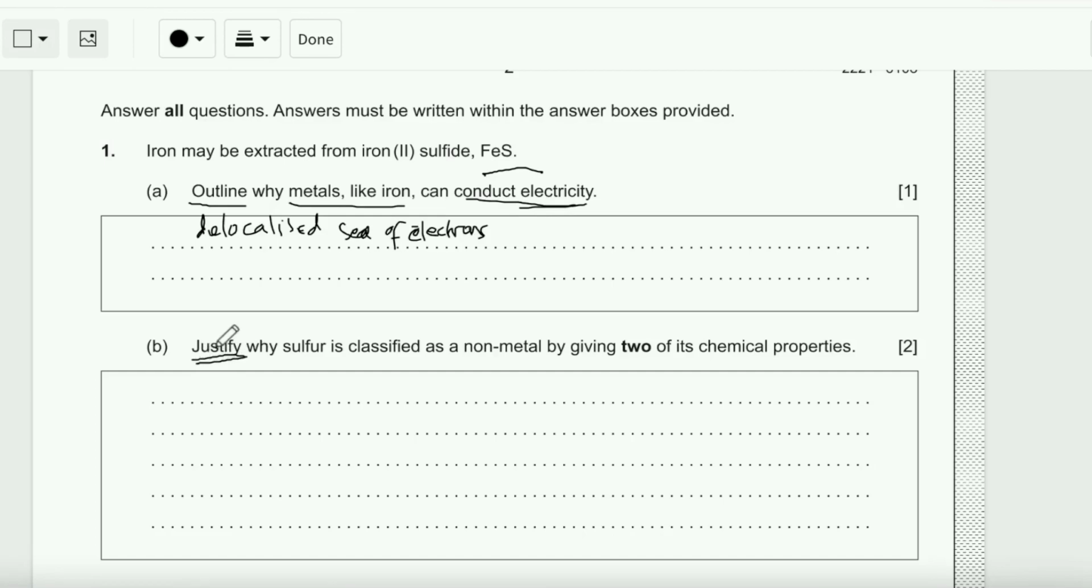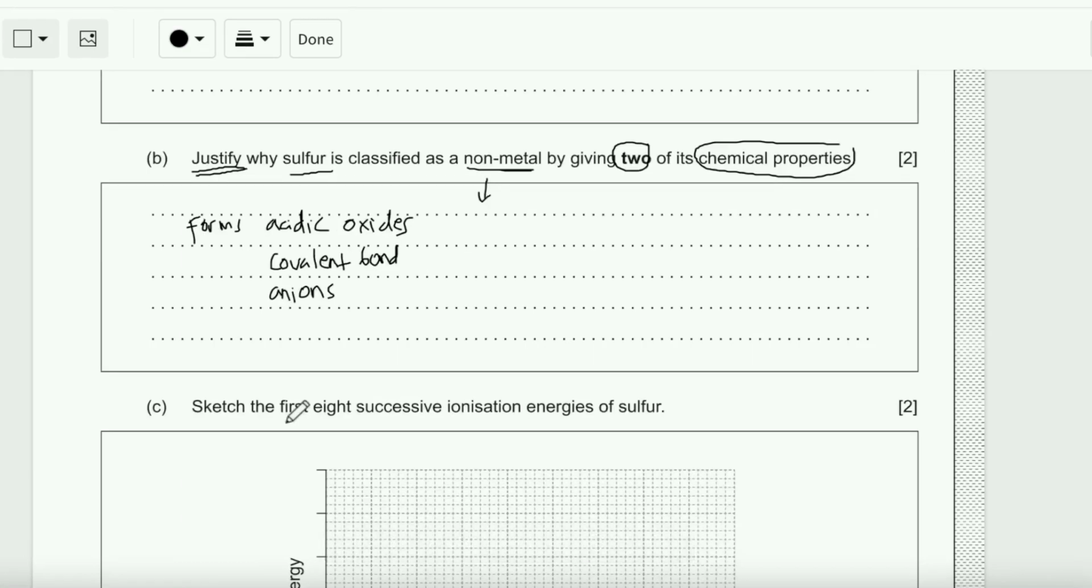Justify. Give valid reasons. Why is sulfur classified as a non-metal, by giving its chemical properties? When you talk about chemical properties, you shouldn't mention boiling points or melting points. Chemical properties of non-metals: the first one forms acidic oxide, forms covalent bond, forms anions. You can choose 2 of these 3.